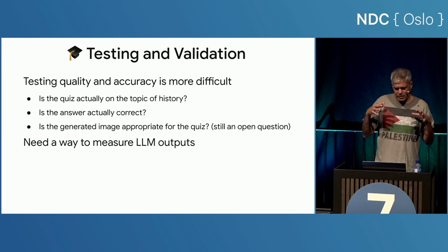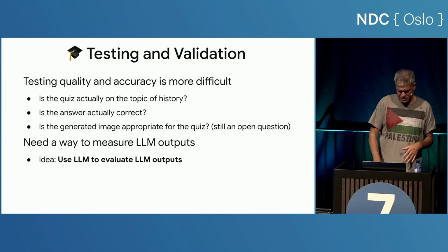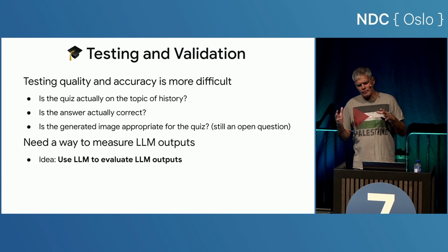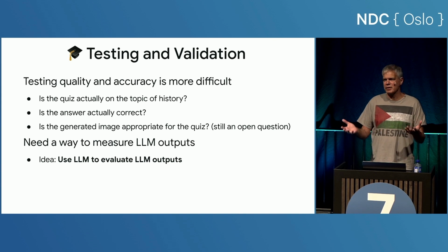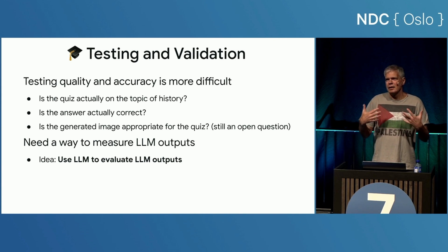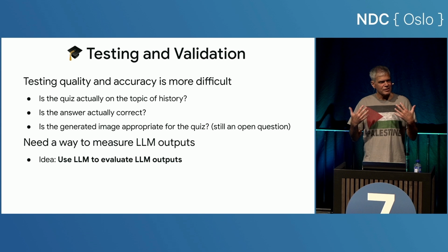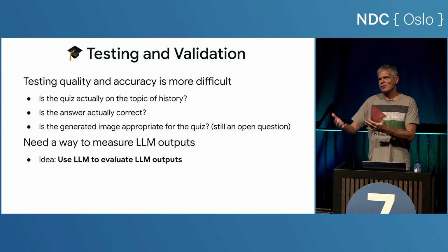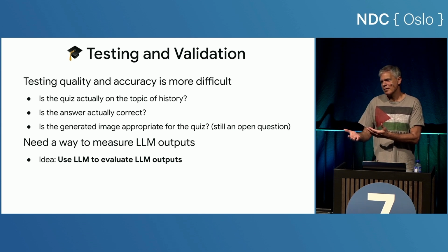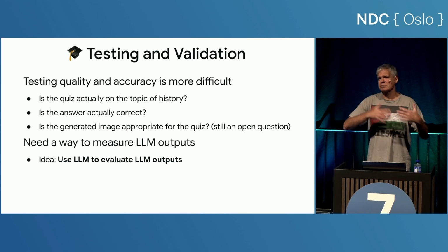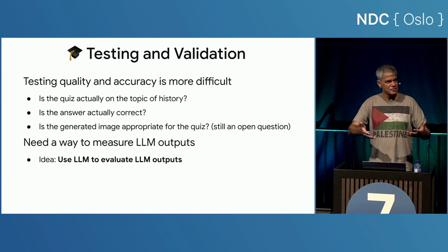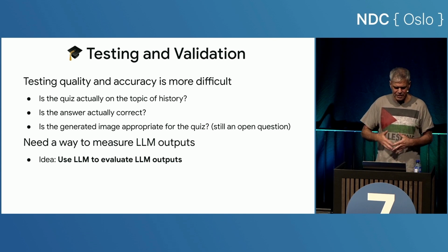But if we try to focus on good engineering practices, we need a way to measure LLM outputs. So here's my idea. We should use an LLM to evaluate the LLM output as far as its accuracy goes. Everybody okay with that? Most people kind of laugh when I say that, because if you think about it, it's like asking a student to grade their own exam paper, right? It kind of doesn't make sense. If you can't believe or trust the quiz that it generates, why would you believe its ability to judge its own quiz? Well, it turns out it does work, and I'll explain more.